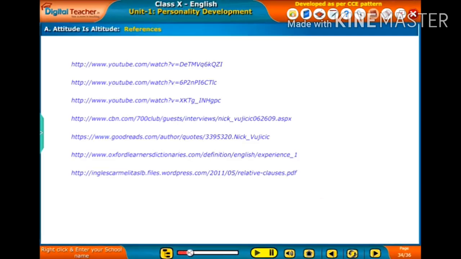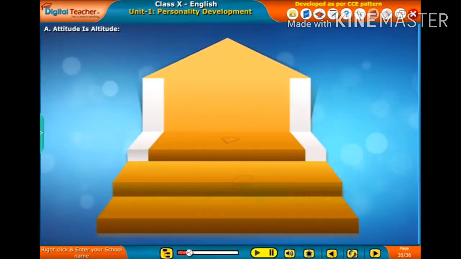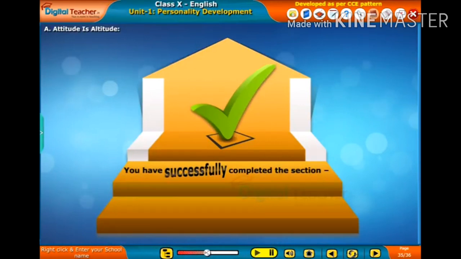You can use the given reference links for further information about the lesson, words, and grammar concept we have discussed. You have successfully completed the section Attitude is Altitude.